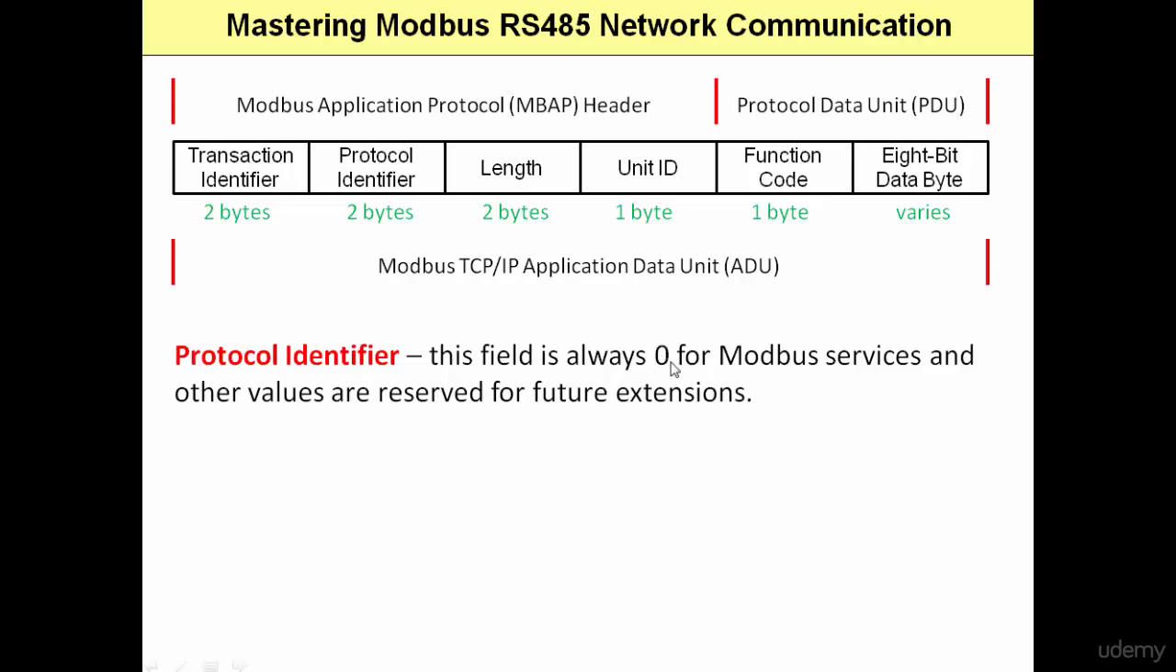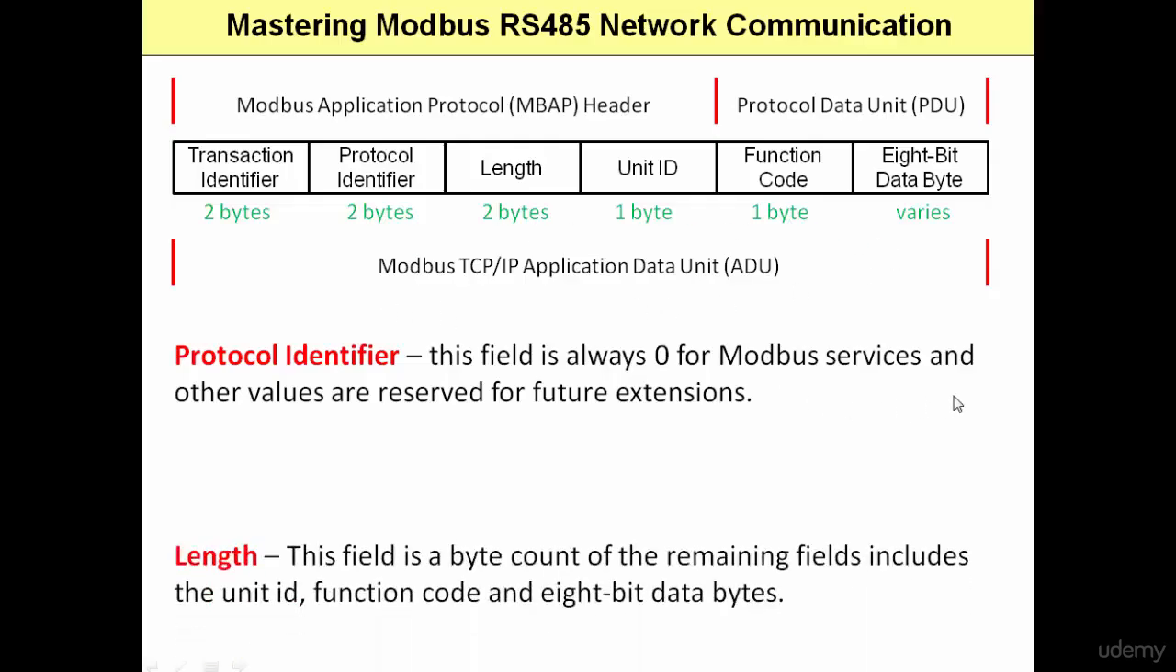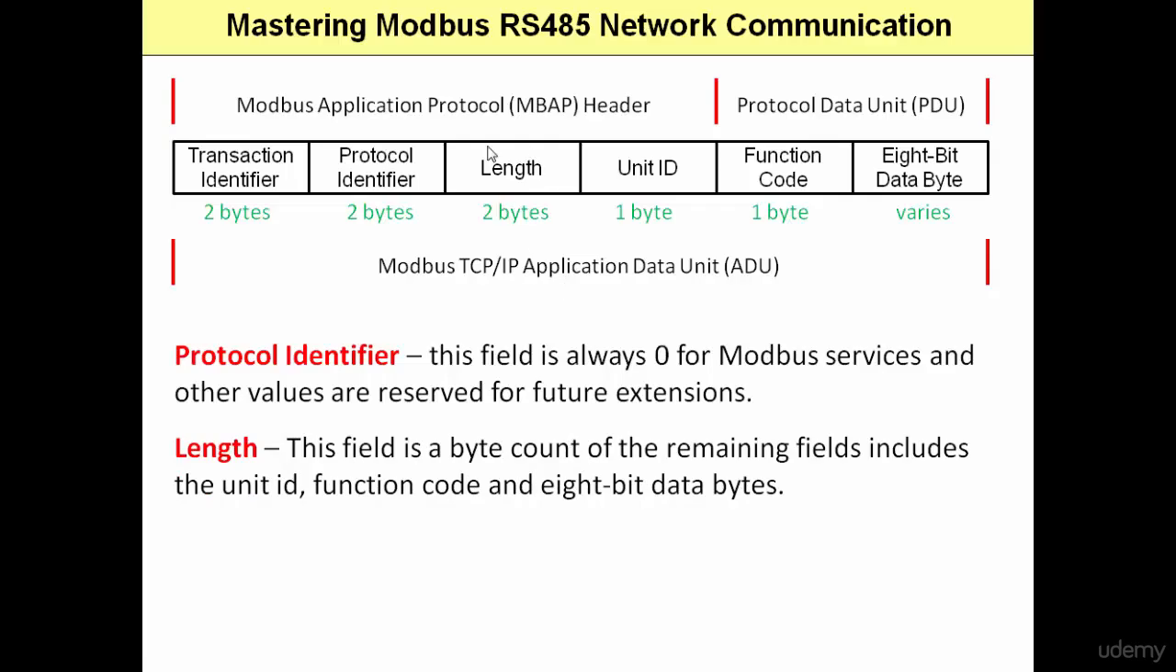But right now, all you need to be concerned with and all you need to know is that it's always 0, all right? For any combination or permutation of this frame here. Length. This length field is the byte count of the remaining fields, which includes the unit ID, the function code, and however many 8-bit data bytes are there. So the figure that'll be in here is the number of bytes in these three right here. Okay, pretty simple.